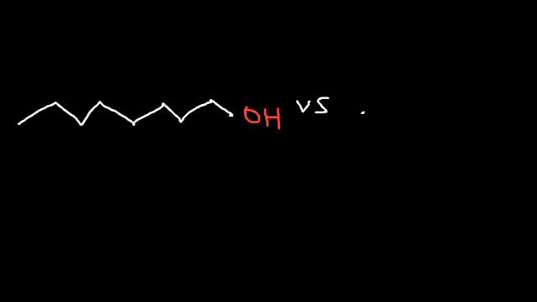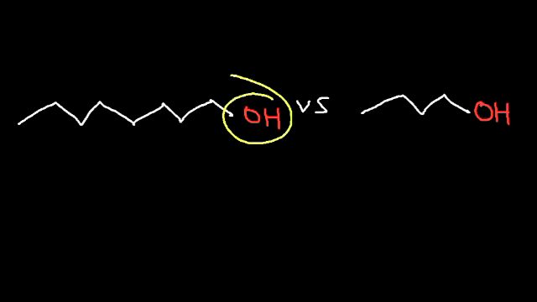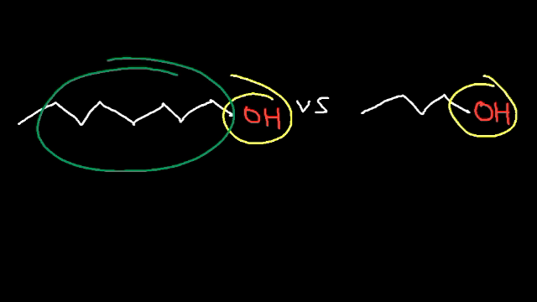Now, what about octanol compared to butanol or 1-butanol? Which one has a higher boiling point? They both contain hydrogen bonds. However, octanol has more carbons. So even though both compounds contain a polar group and they both have hydrogen bonds, the one that is bigger usually is the one that has a higher boiling point. So 1-octanol is going to have a higher boiling point than 1-butanol.